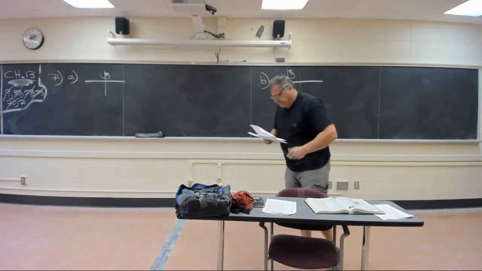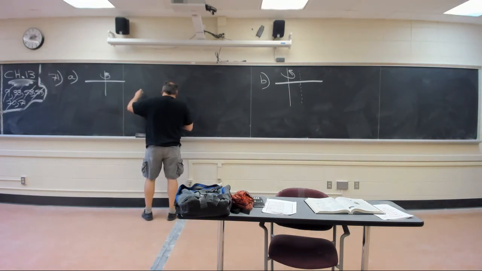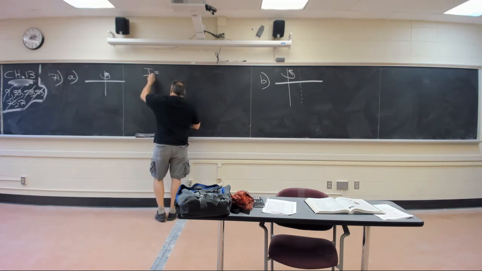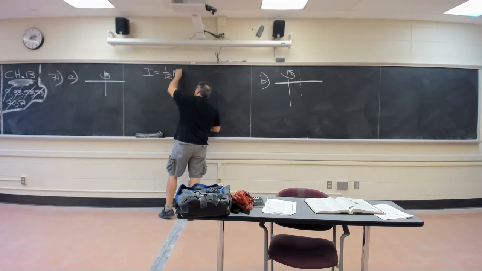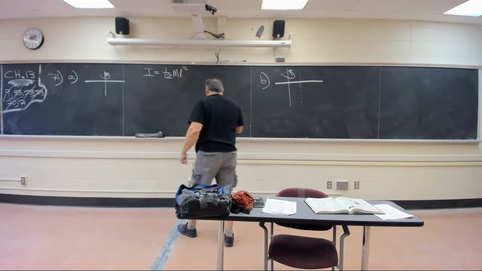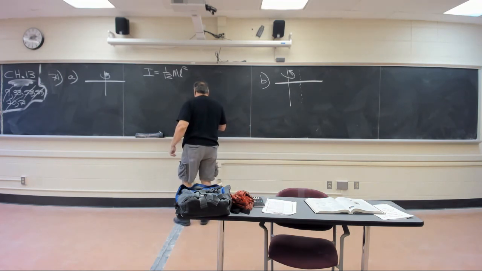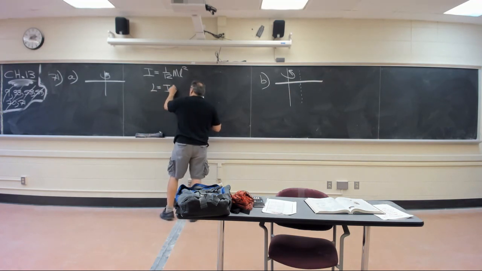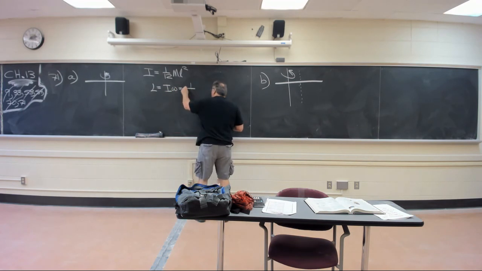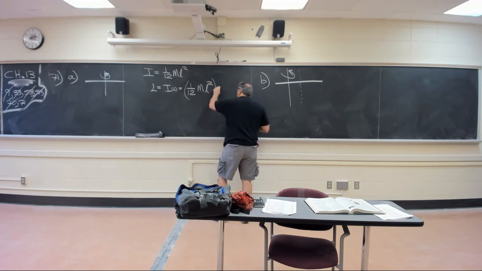Well, for the first scenario, when you're going through the center of mass, the moment of inertia for the rod is 1/12 mL squared, and the length is L. That's I. So L would be I omega. That would be 1/12 m L squared omega.